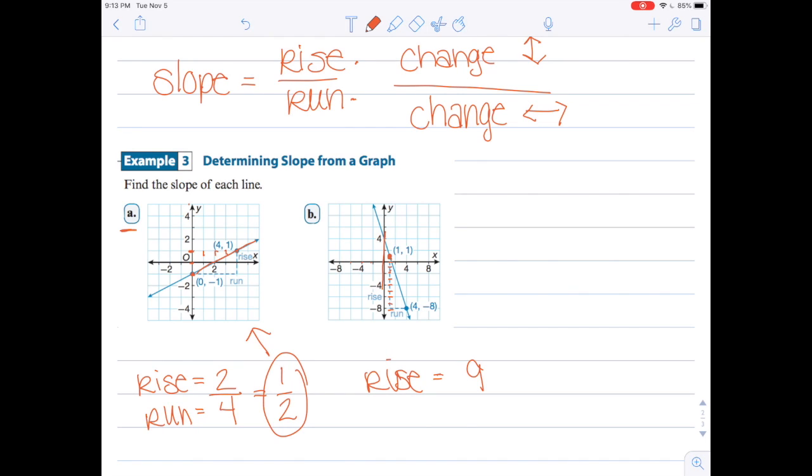But this doesn't go up, it actually goes down. So since the rise is down instead of up, we're going to put a -9. Now let's look at the run. So to get from this point over to this 4, -8, we have to go over 1, 2, 3. So the run is 3. -9 over 3 is just -3. So the slope of graph B is -3.